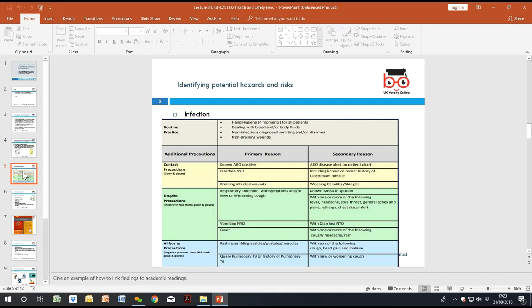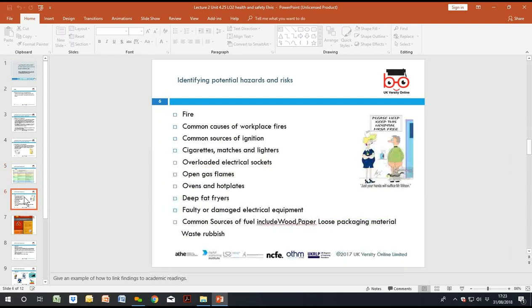Right, so in terms of identifying hazards, the first one that we look at is infection. Now, when we look at the next slide, apart from infection, we have risk of fire in the health and social care environment.